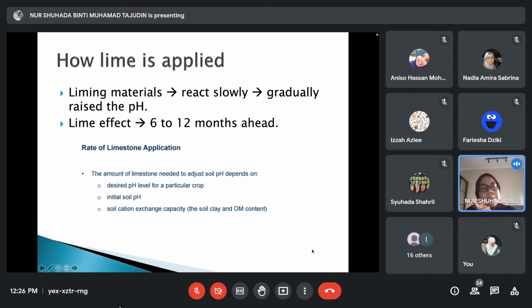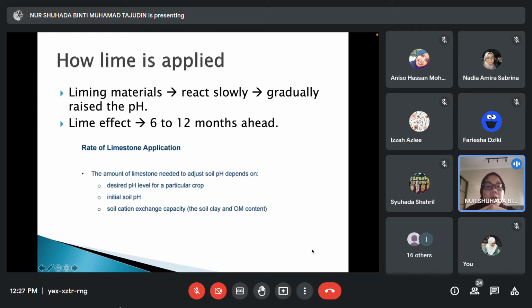So actually liming materials react slowly. It gradually increases, as I mentioned just now, when you put fertilizer, when you put liming, not tomorrow dia akan effects. The effects of liming will be 6 to 12 months ahead. Sama juga untuk oil palm plantations. When you are putting fertilizer, it takes a year. Baru you nampak kesan dia.